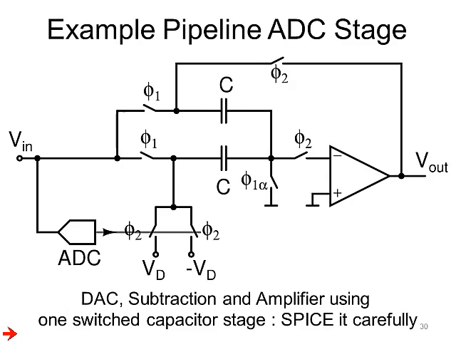An example of a pipeline ADC stage is shown here. It consists of the coarse ADC, the DAC levels, the amplification. All of this is built nicely into one module, which you can simulate very carefully, and then perhaps use this as a behavioral model for high-level simulation.